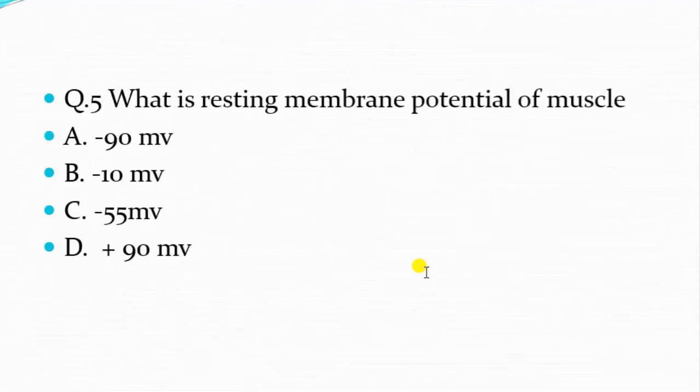Question number 5, what is the resting membrane potential of muscle? A, minus 90 millivolt. B, minus 10 millivolt. C, minus 55 millivolt. D, plus 90 millivolt.